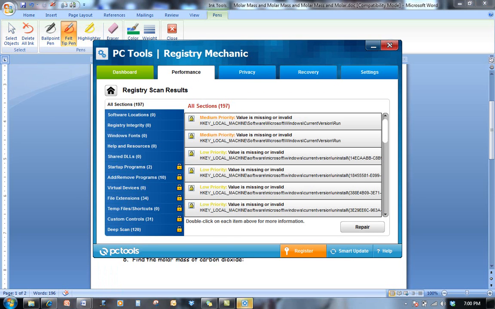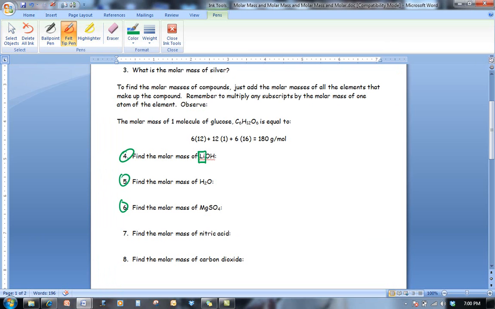So, if you have an element that has a capital letter and a lowercase letter, you need to look for Li on the periodic table, and then O would be separate, and then H would be separate. So we're going to start with lithium, which is Li.